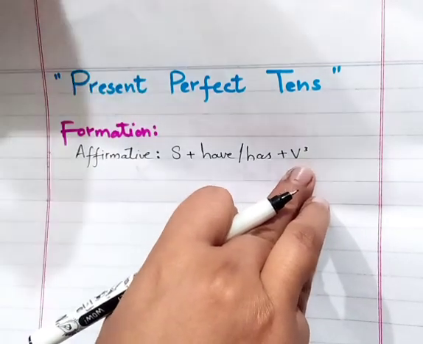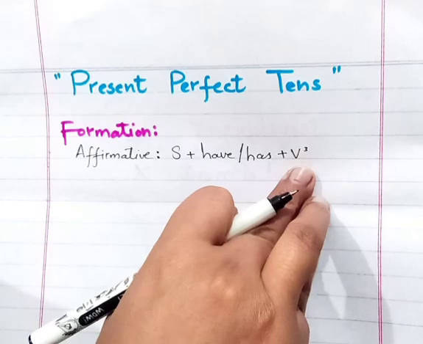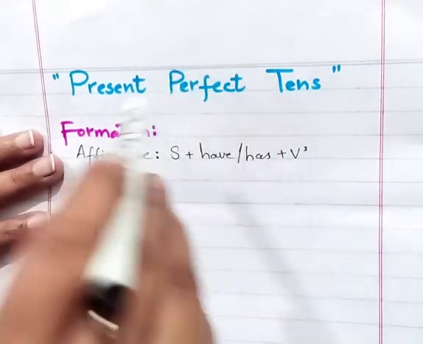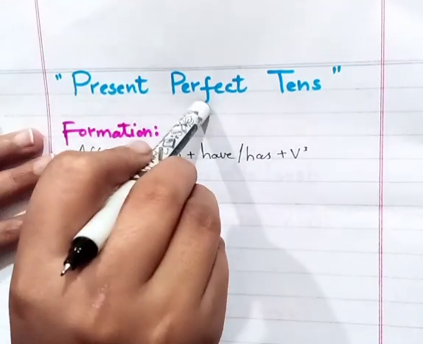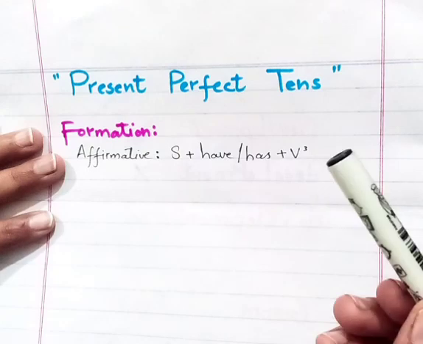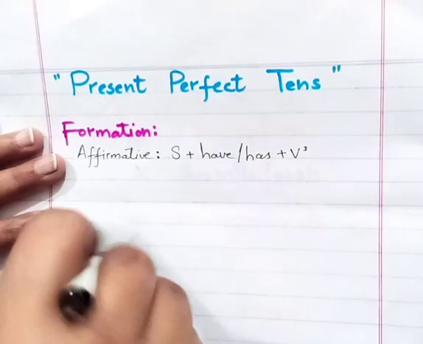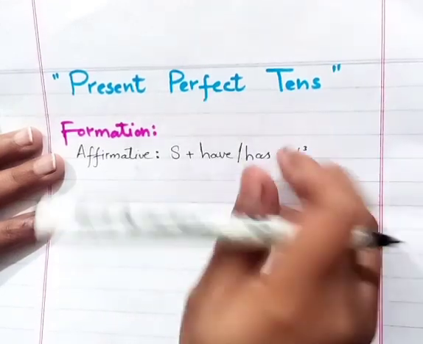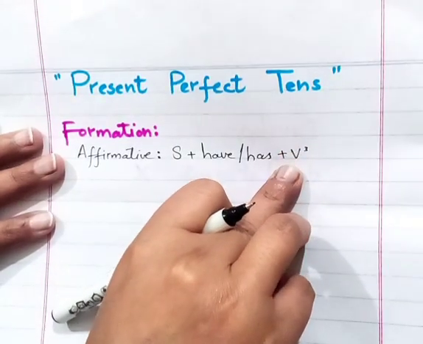Now here is a very simple trick to understand, or very simple note to remember. Whenever we talk about perfect tense, either in present perfect tense or in future perfect tense, we will always put the third form of verb, right?